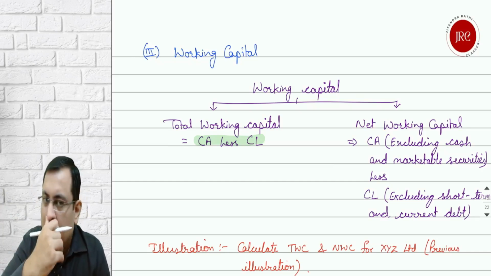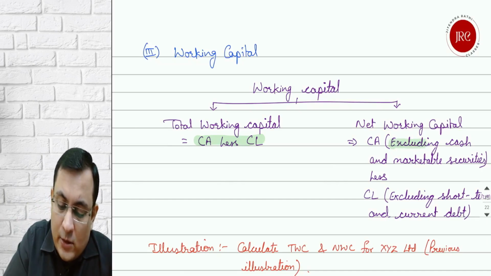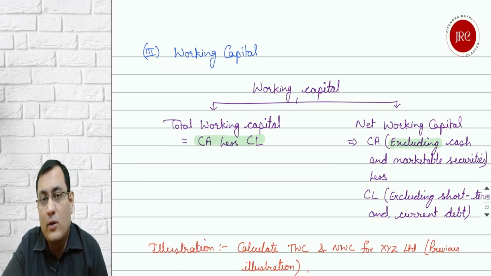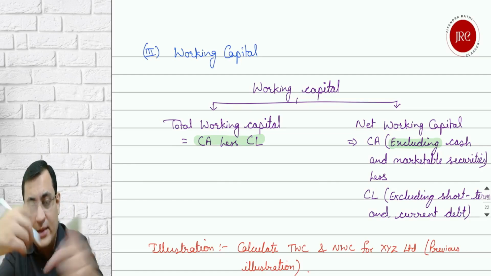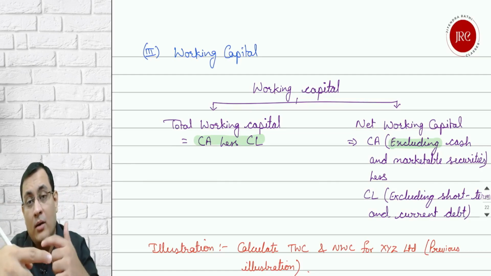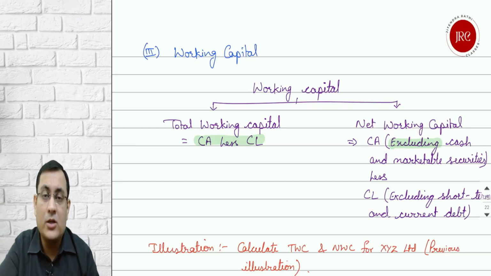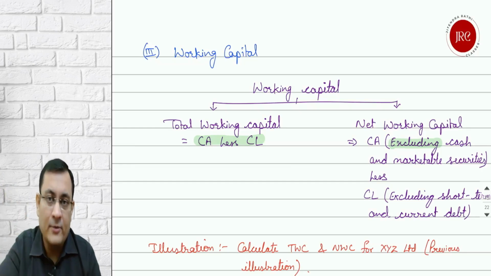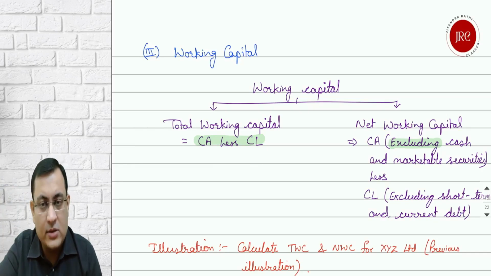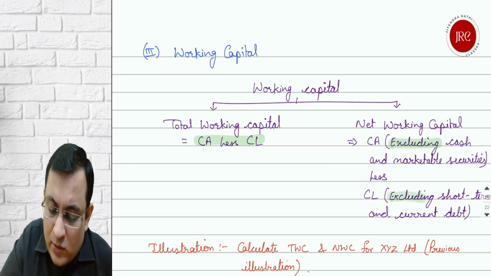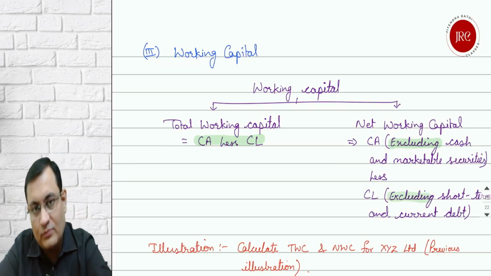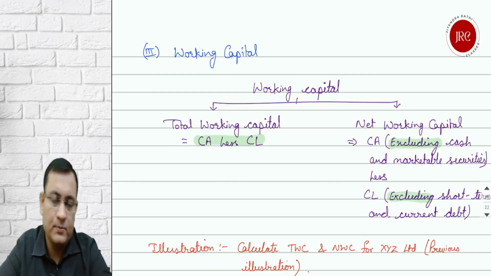Second, what is net working capital? Net working capital is the current assets excluding cash and marketable securities, because cash and marketable securities are not by themselves going to do production for us. Production activity is done with inventory. So cash and marketable securities are excluded from current assets, and in current liabilities they again exclude short-term and current debt. Now short-term and current debt is excluded. There is a reason.